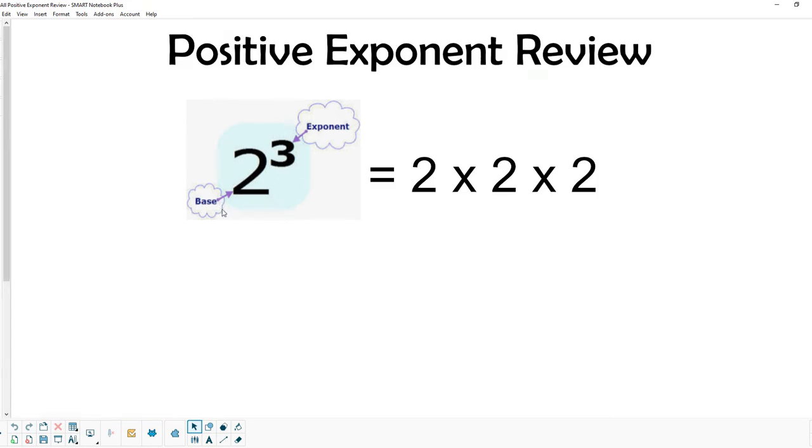But we talked about how exponents have a base. You have a number called the base, and then a little number to the upper right-hand corner called the exponent, which basically tells you how many times you're multiplying the base by itself. So in this case, 2 to the third is just 2 times 2 times 2.